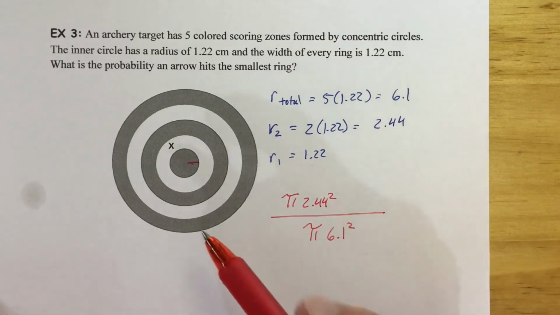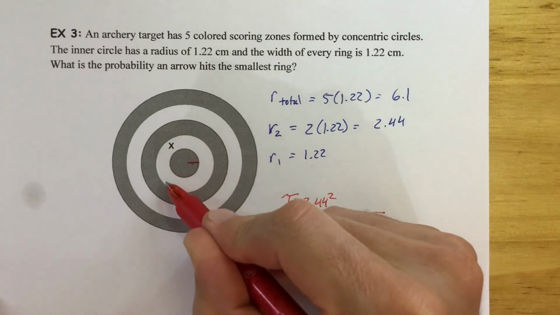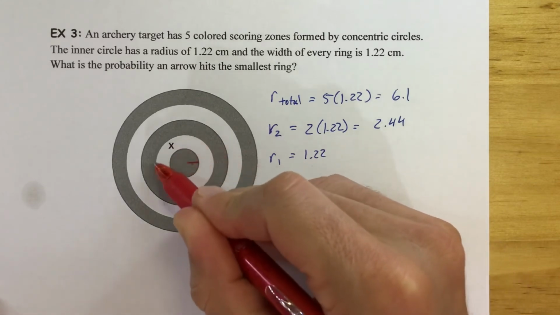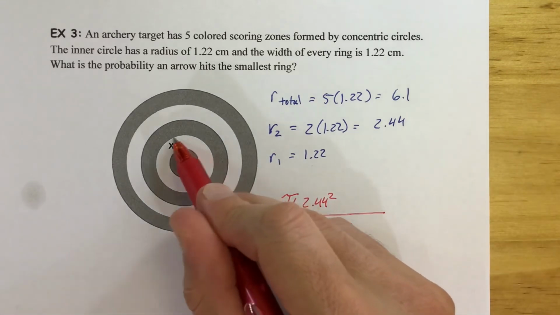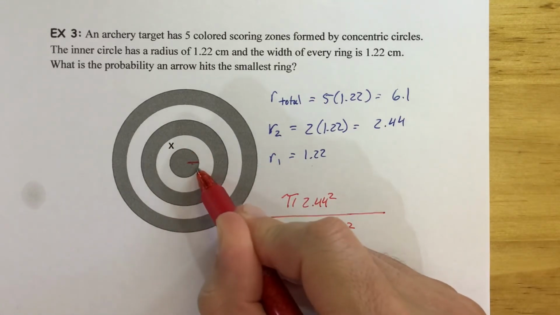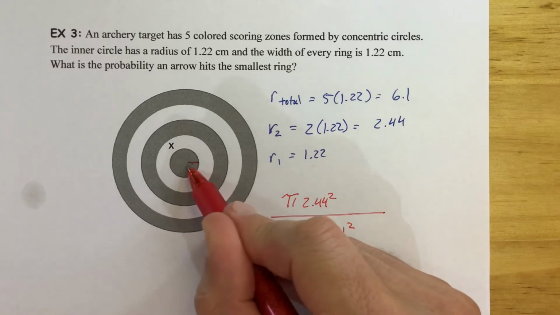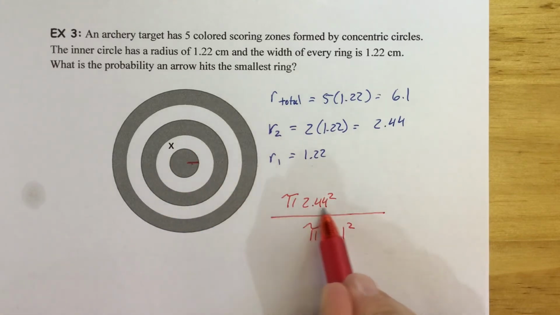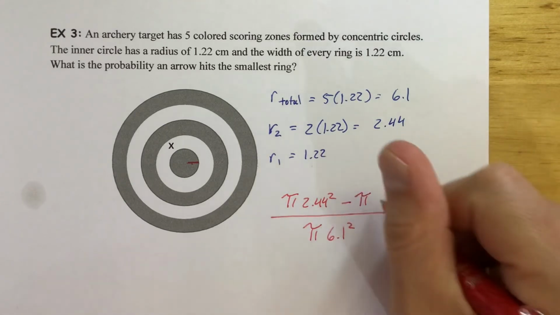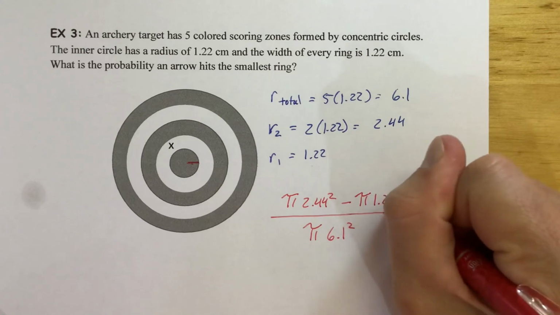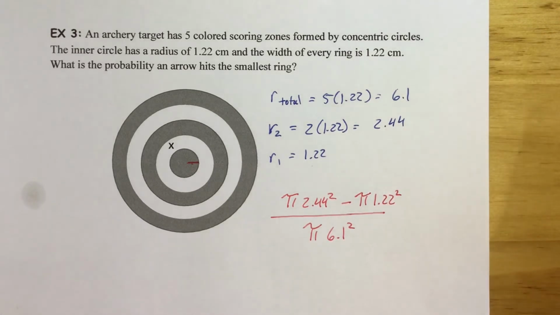Okay, so if I just set this up, and I ran those calculations, this would give me the probability that I end up within that ring of the whole thing. But I don't want to just be within that ring. I want to also make sure that I'm outside of the ring that's in the dead center. So I'm going to take that area away from this area. So we're going to be subtracting on the top pi 1.22 squared. Okay, and all together, that should get us to our probability.